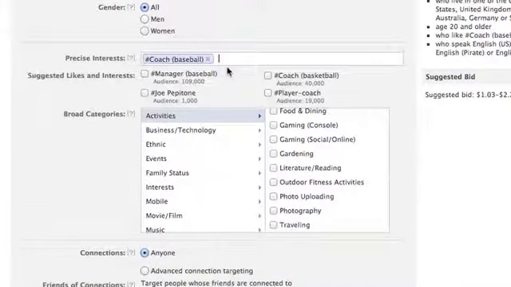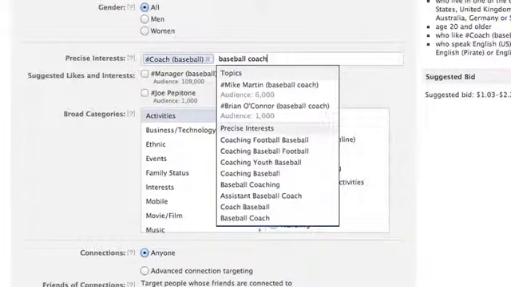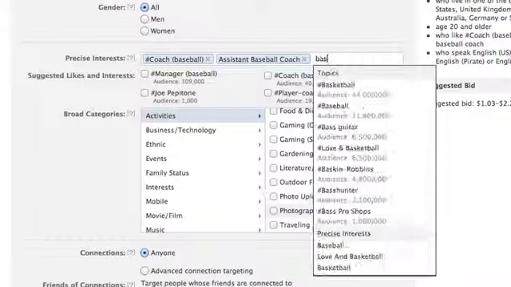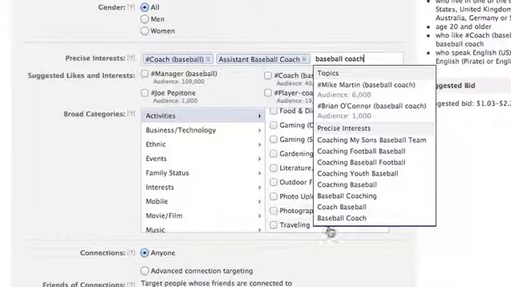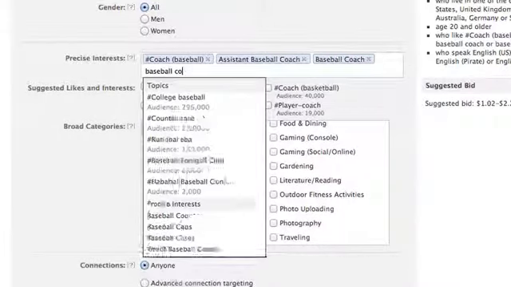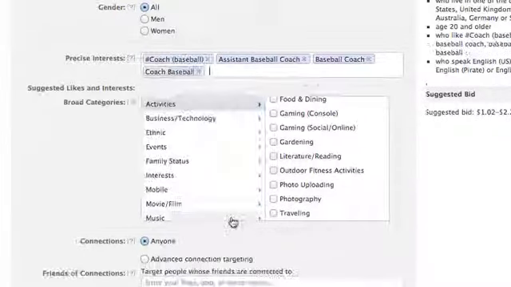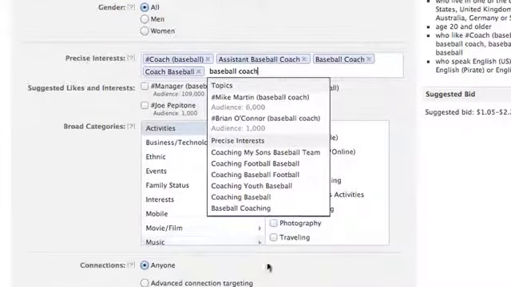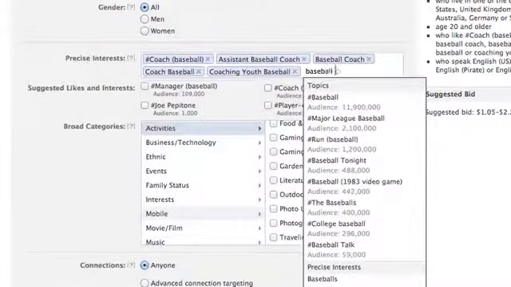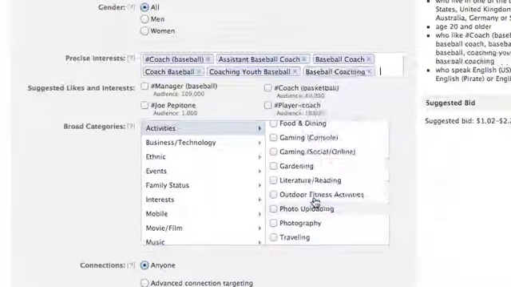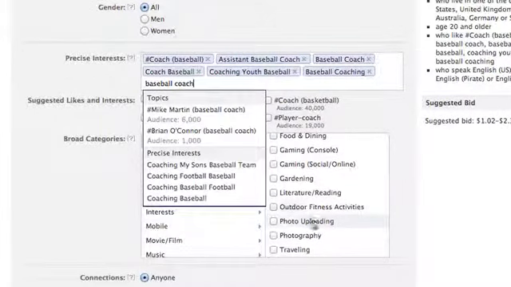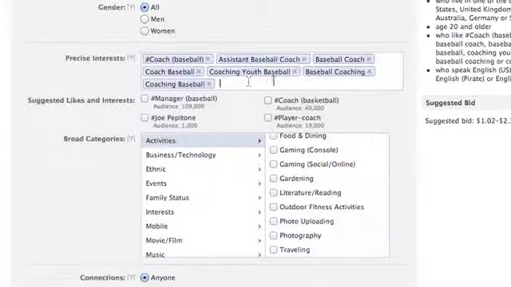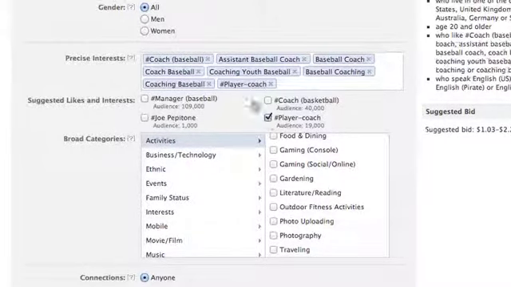So I found all of these keywords for baseball coach, baseball coaching, coach baseball, assistant baseball coach. I found all of these keywords, and I started to build this little mini campaign of super targeted keywords. So coaching youth baseball, baseball coach. You can see it's endless. There's tons of these keywords that have all of these different groups of people that you can go target.